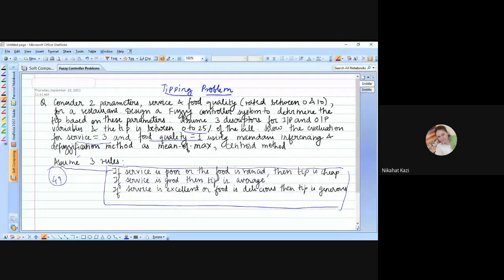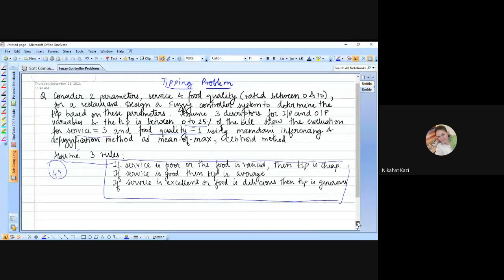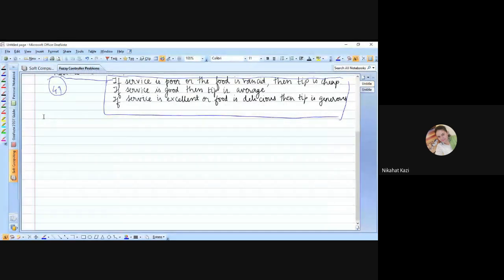Okay, so mean of max is pretty straightforward. The steps will remain the same. So identification of input and output, almost everything is given to you. Now from these terms which are mentioned, that is service, poor, good, whatever, excellent, we will write the linguistic terms or the descriptors for the inputs, and let us straight away decide what the functions will be. So we'll assume the ranges. It is mentioned that the rating is between 0 to 10, and the tip is between 0 to 25%. So we have the universe values as well. So let us start solving the problem.